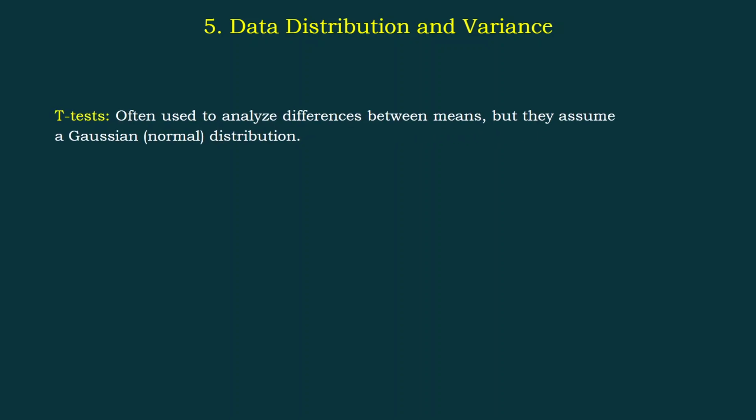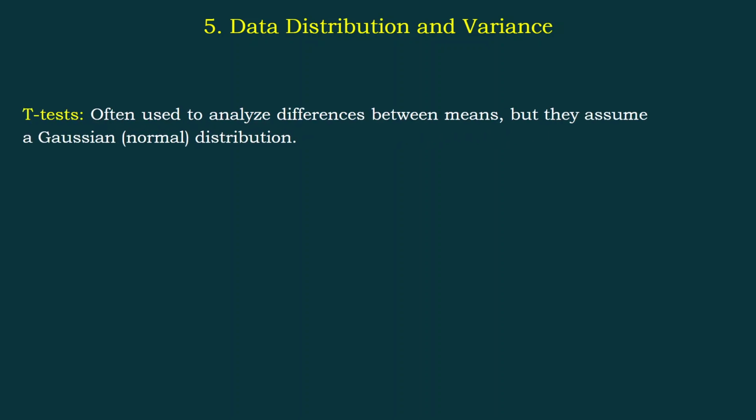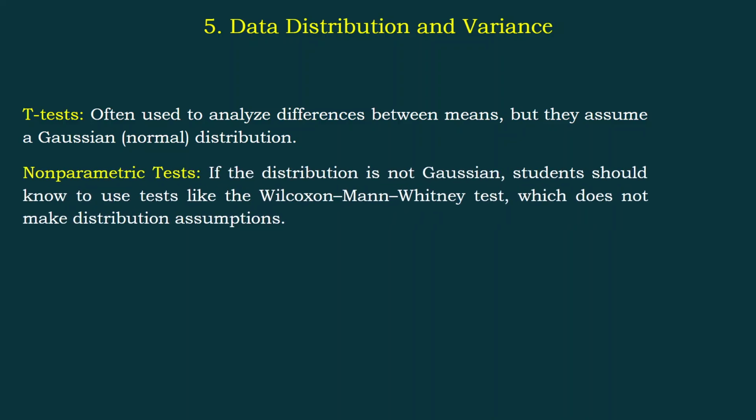Then the data distribution and variance. This is the next concept in multivariate testing. Here we have different test types. The t-test is often used to analyze differences between the means, but it assumes a Gaussian normal distribution. So we calculate using the formula assuming a Gaussian or normal distribution, evaluate the values, and find the difference between the means of different values. That is the t-test.